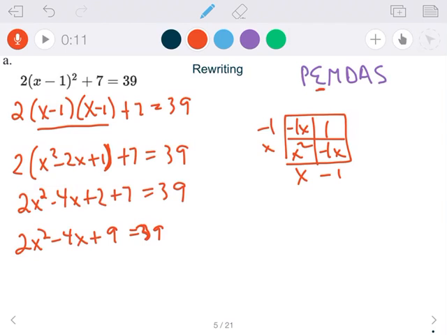Now that I've rewritten it as much as I can in a format that makes it as easy for solving as possible, I need to think about the fact that this is a quadratic. And so in order to solve it, I want to get the whole quadratic set equal to 0. So I'm going to do some undoing to do that, and I'm going to subtract 39 from both sides. So I end up with 2x squared minus 4x minus 30 equals 0. And then you can choose to use either factoring or the quadratic formula to solve this. And if you recognize it, that 2 can actually be factored out. But I'm just going to leave it in there because I think not a ton of people will recognize that right away.